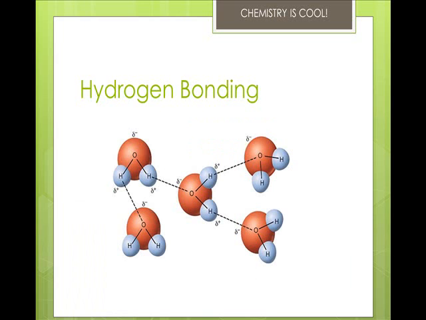Hydrogen bonds are the attractive force caused by hydrogen bonded to either fluorine, oxygen, or nitrogen. Fluorine, oxygen, and nitrogen are extremely electronegative, so it's a very strong dipole. They are small, so the molecules can get really close together, and the hydrogen partially shares with the lone pair in the molecule next to it. Hydrogen bonding is the strongest of the intermolecular forces.